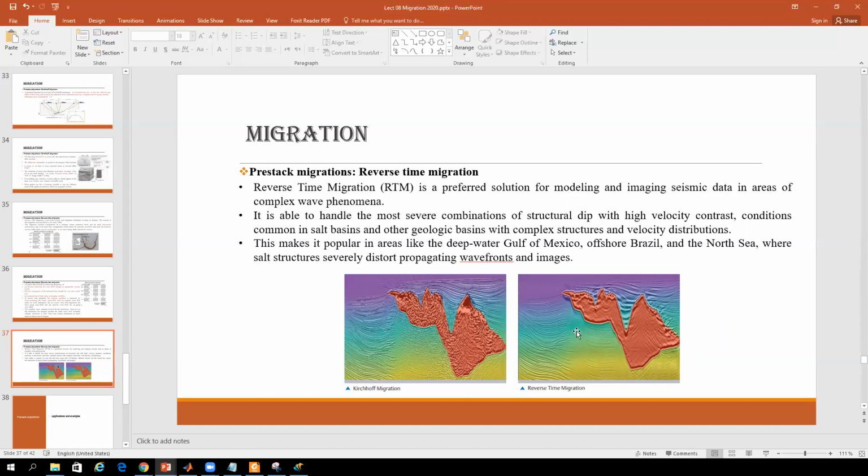This kind of migration is widely used nowadays, especially in areas where there are salt domes, and we are trying to image the subsalt intervals, or intervals below the salt, because there are many huge reserves which have been discovered below the salt, and this was impossible before. But now, with the help of the pre-stack migration and especially the RTM migration, we can image what is below the salt.